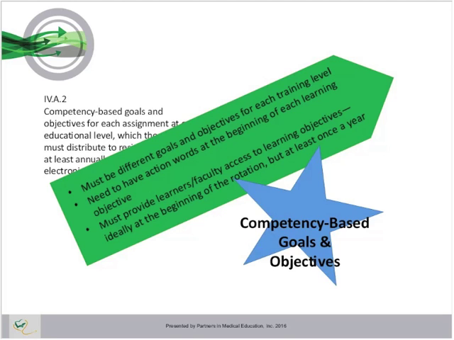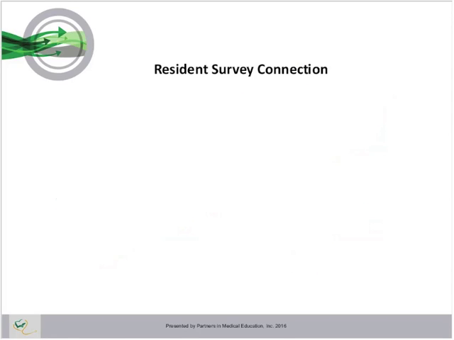For instance, continuity clinic. Although you might have different rotations of continuity clinic throughout the year, you might not want to revisit the continuity clinic goals every single time. So you have to make a decision as to whether this is the best way to do it. Most programs these days use their residency management system to send out the goals and objectives via an email before the rotation begins. So let's look at the resident survey connection for your written goals and objectives.